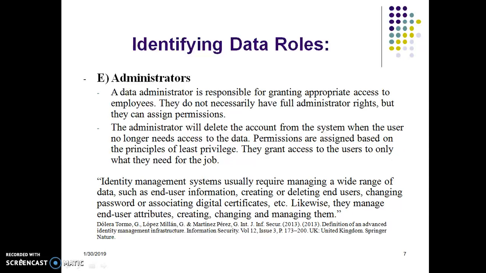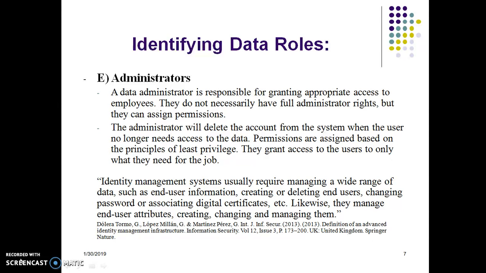The fifth role is administrators. A data administrator is responsible for granting appropriate access to the employees. They do not necessarily have full administrator rights, but they can assign permissions. The administrator will delete the account from the system when the user no longer needs access to the data. Permissions are assigned based on the principle of least privilege. They grant access to the users to only what they need for the job.